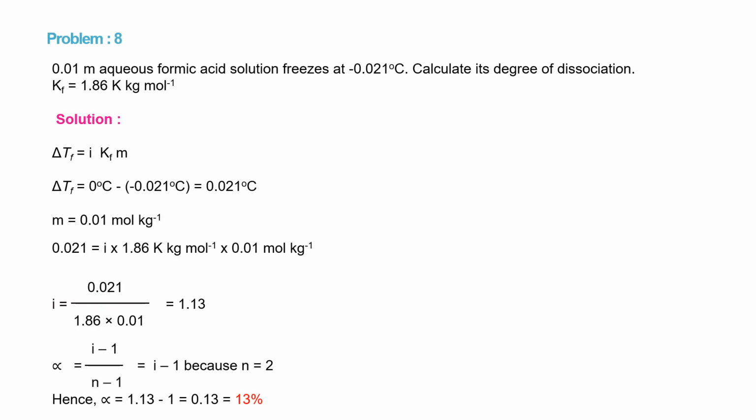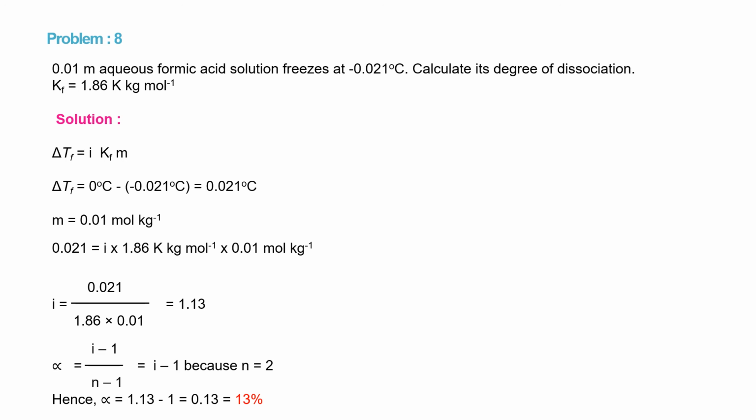Now we see the next problem, which is based on degree of dissociation. In this problem, what is the question? That is, 0.01 molar aqueous formic acid solution freezes at minus 0.021 degree Celsius. Calculate its degree of dissociation. So Kf is equal to 1.86 Kelvin kg per mole.